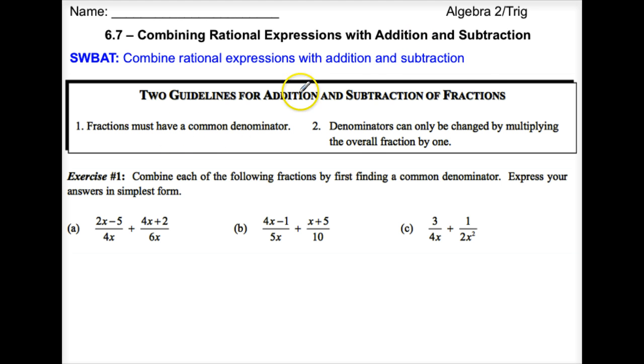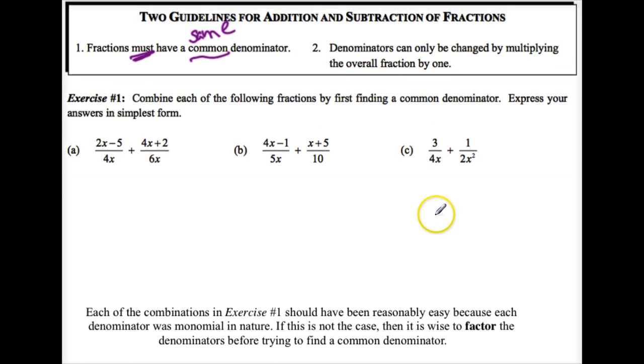There are two guidelines for addition and subtraction of fractions. I know we all dislike fractions, but we're going to work through this together. The first one says the fractions must have a common denominator, meaning the fractions I'm going to add or subtract should have the same denominator. Two, denominators can only be changed by multiplying the overall fraction by 1. Let's see what I mean.